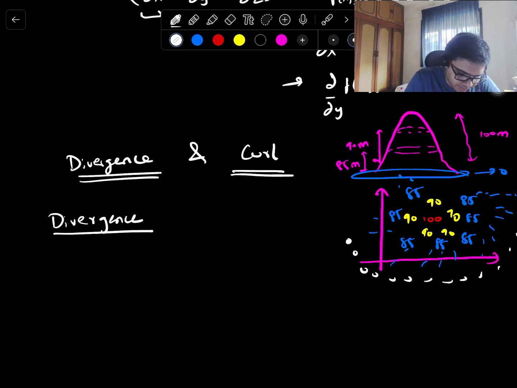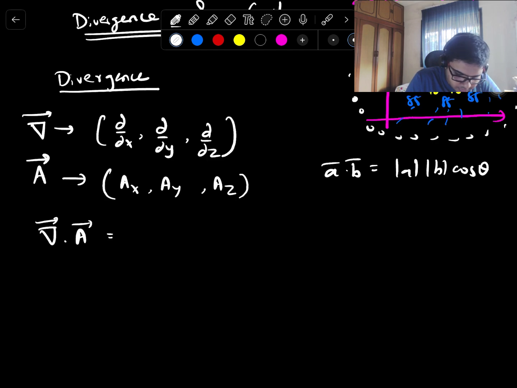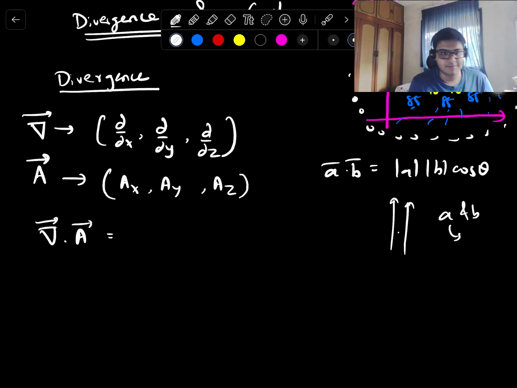We know how we write A dot B: mod A mod B cos theta. This is the dot product. What the dot product tells us is how well the vectors are aligned to each other. When A and B are on the same line in the same direction, the dot product will be maximum. When they are perpendicular at 90 degrees, the dot product will be zero. It will be minimum when they are anti-parallel. To write the dot product, we get something of this sort. This is what we call a divergence.